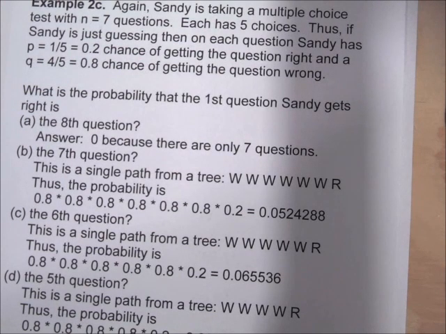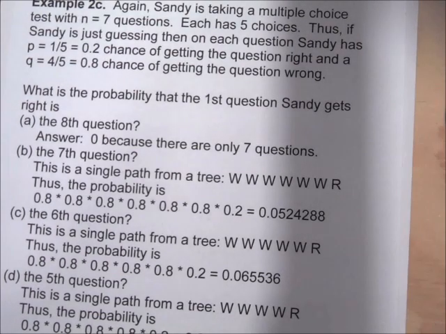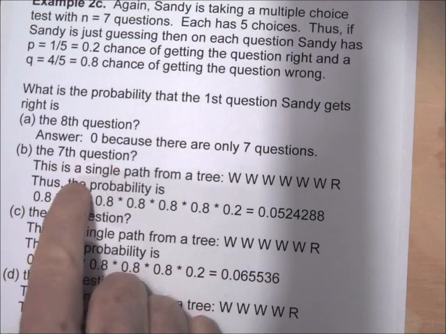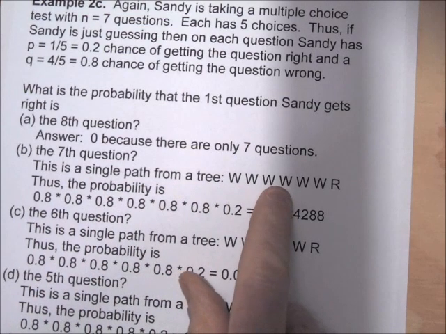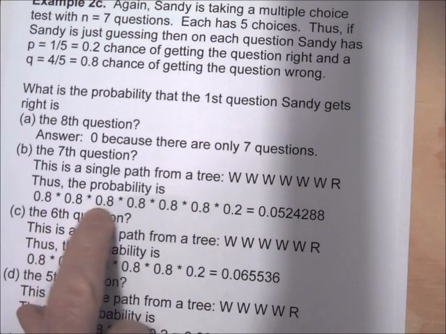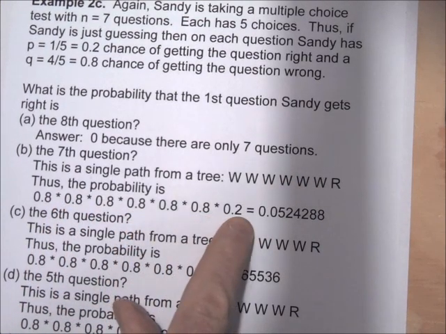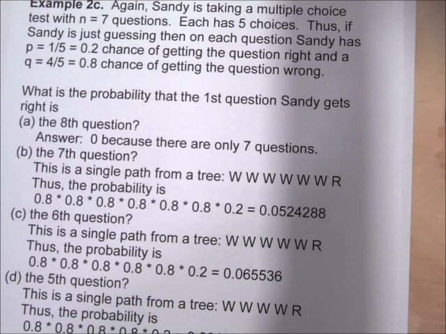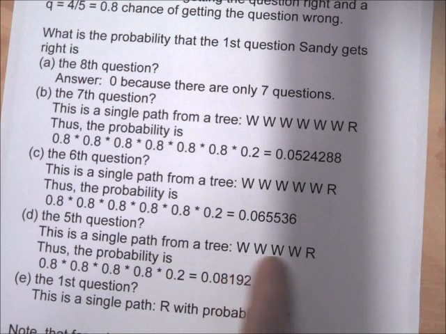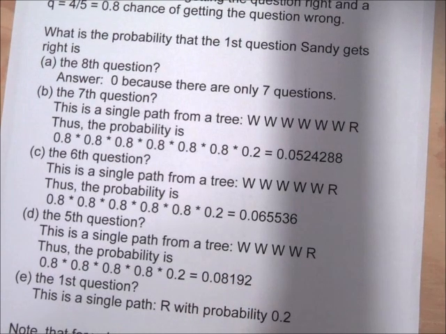Probability that the first question Sandy gets right is the 8th question. It's 0 because there's only 7 questions, right? Probability that the first question Sandy gets right is the 7th question. This will be a single path from the tree. That means 6 wrongs followed by 1 right. So it's 0.8 times 0.8 times 0.8 times 0.8, etc., times 0.2, 0.05 something. The 6th question, that'd be 5 wrongs followed by a right. It's going to be 0.06 something. The 5th question would be 4 wrongs followed by a right, 0.08 something. The first question, that would be a single path, 0.2.